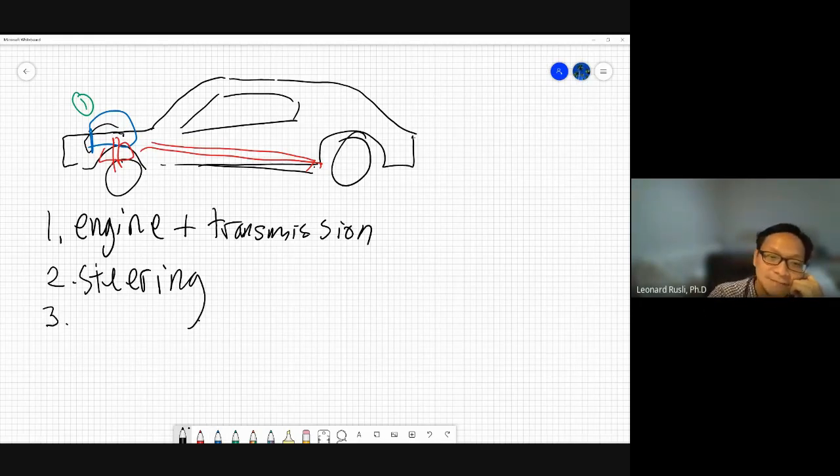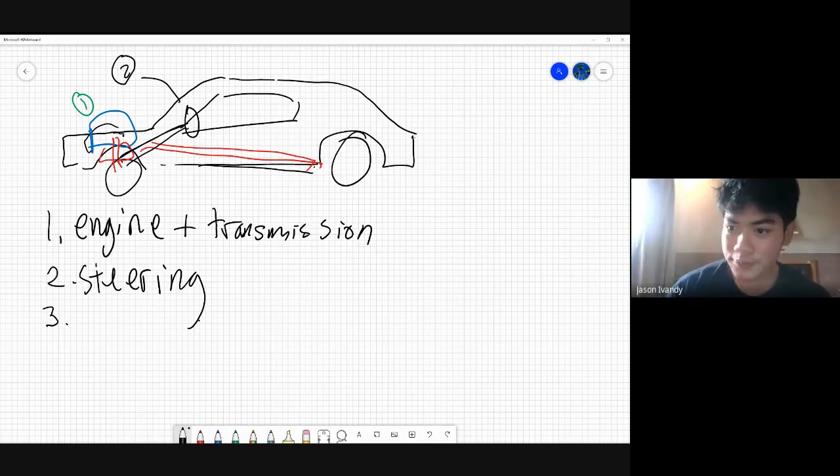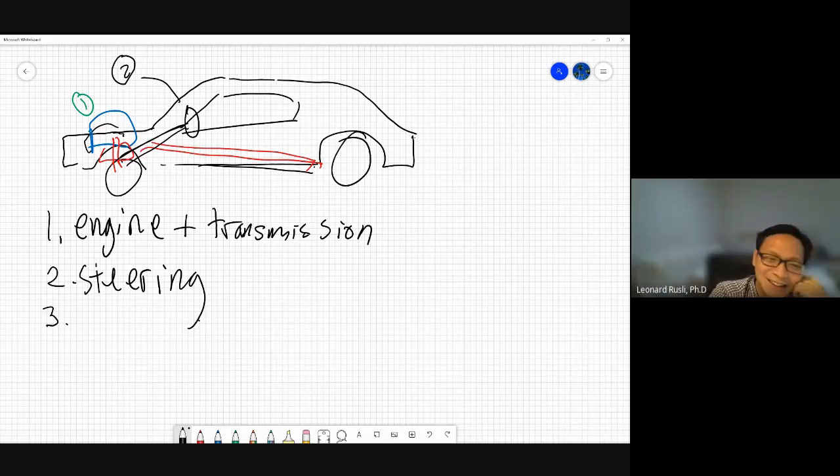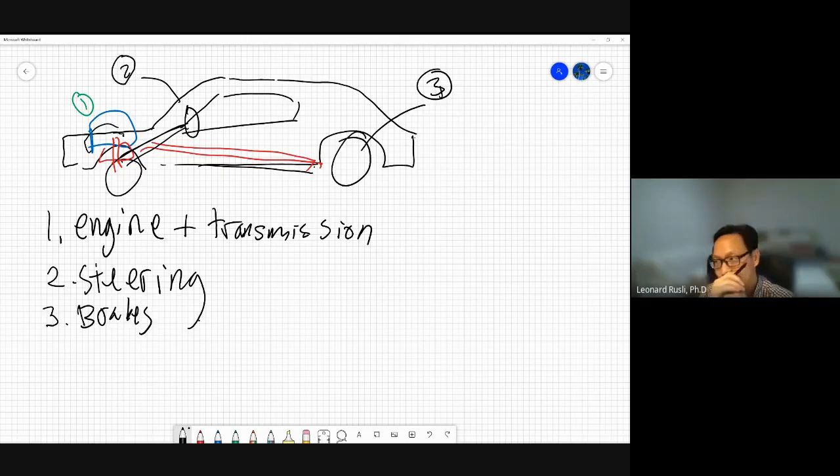Oke, apa lagi? You need steering. The steering links to the front wheels and there is some mechanism, right? You need the braking system of course. You need to stop. Yeah. Brakes. So you have the brake systems. Okay, now I think at this point we kind of have the most basic thing that you have to have, but it's not nice, right? Nobody will buy this kind of car.